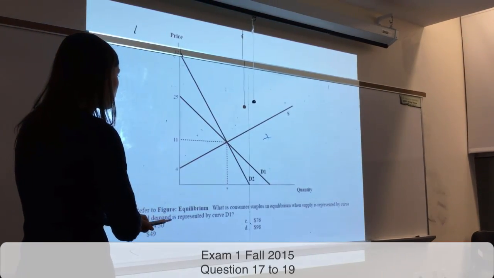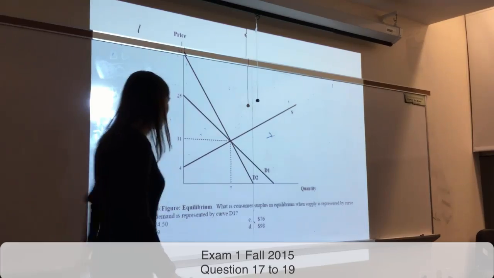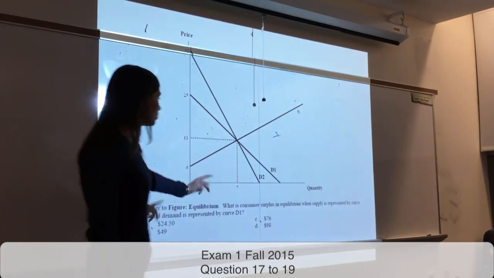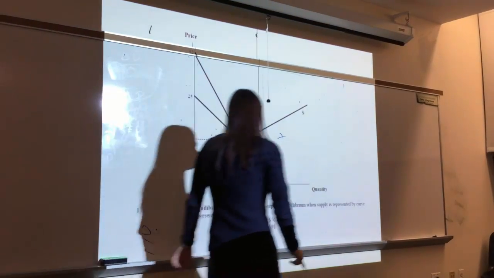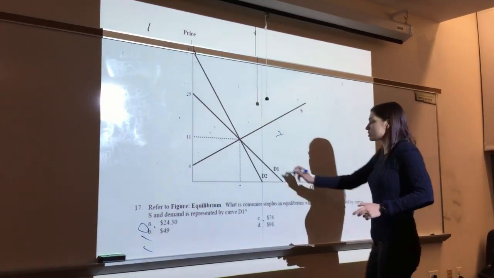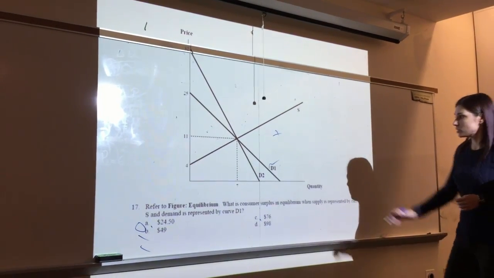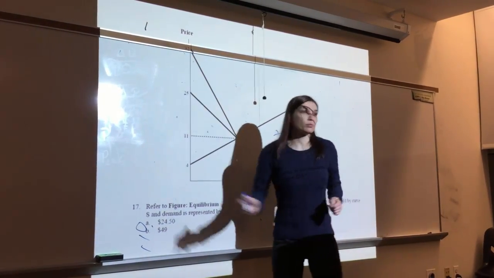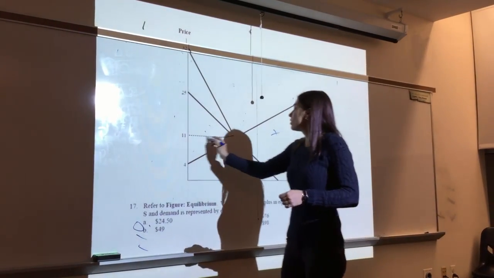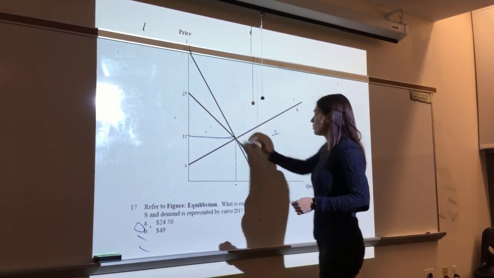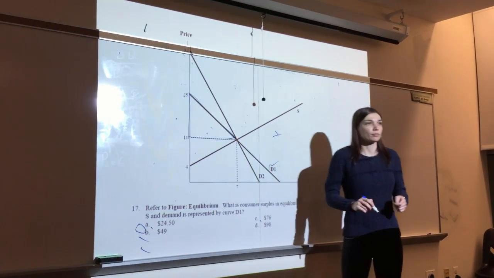So what is consumer surplus in equilibrium when supply is represented by the supply curve and demand is D1? We have a supply curve and two demand curves. The first question is, what is consumer surplus when demand is D1? D1 is that one, right? We know consumer surplus is below the demand curve, above the price. So with the D1 demand curve, consumer surplus would basically be the area of this triangle, right?